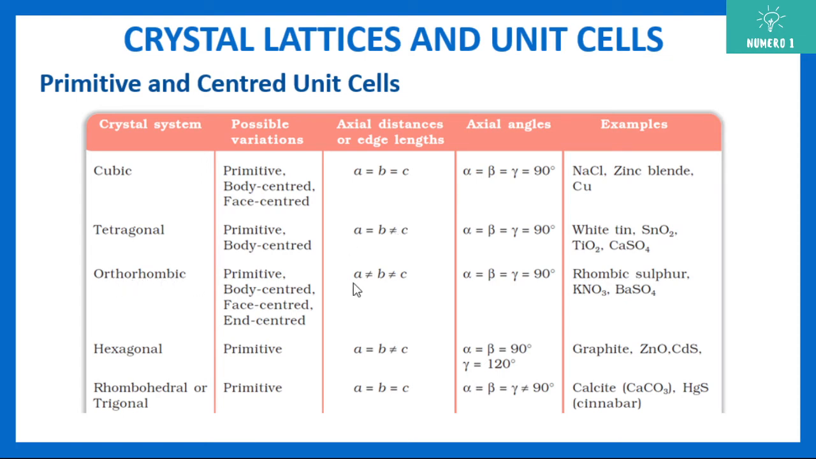In orthorhombic, you see A is not equal to B, not equal to C, but all the angles are 90°. And these are the examples. So if you see, there is only one difference. Basically, these parameters are the main determining factor. So based on that, we have 7 primitive unit cells.